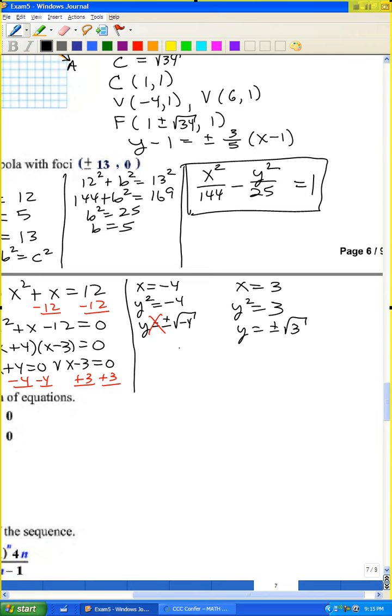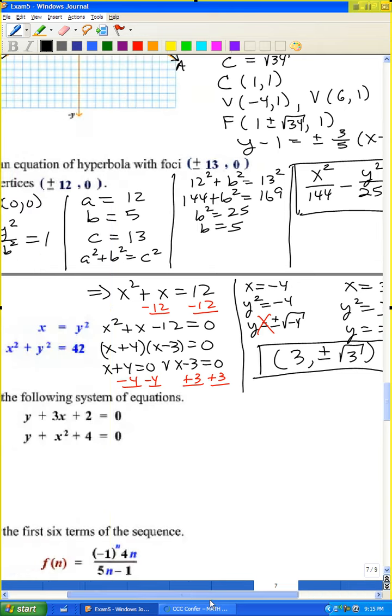So therefore, I have two solutions: 3 plus or minus rad 3. And so there are 2 points of intersection of this parabola and circle.